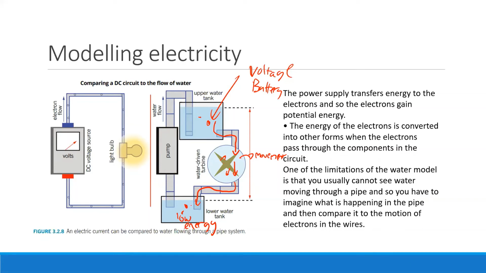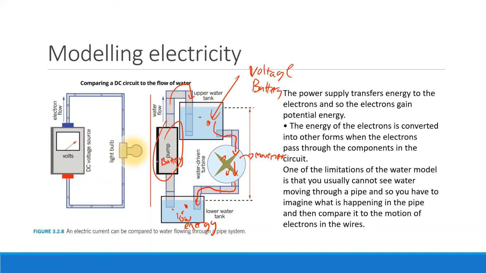But that's not going to be very useful to us in the long run because eventually we're just going to run out of high energy water. So that's where this pump comes in. The pump moves the low energy water back up to the high energy, right? It's giving energy, it's adding work to the system. The pump is the same as a battery.